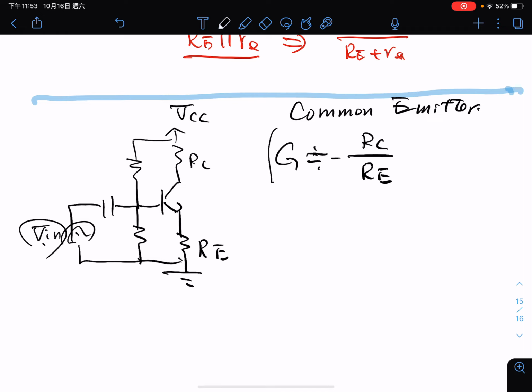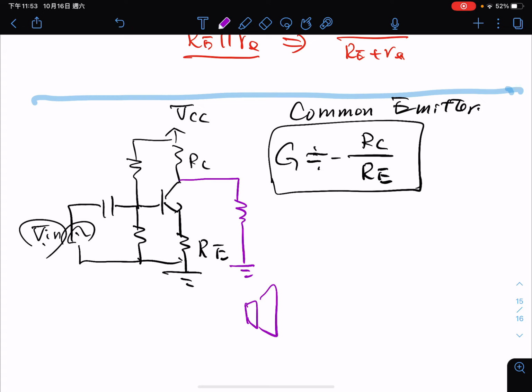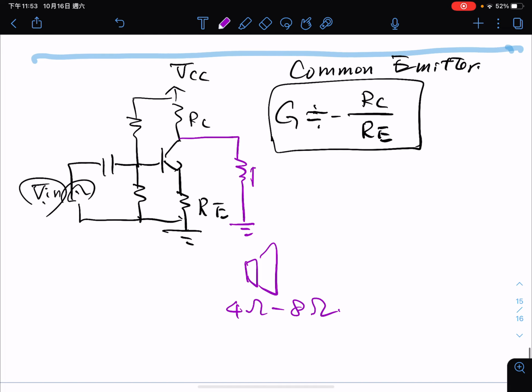This is our formula here. However, if I connect this one to a load, for example, this load is a speaker, and usually a speaker is 4 ohm to 8 ohm, then we will make the problem. This speaker has impedance RL. Then the gain will become minus RC in parallel with RL over RE.